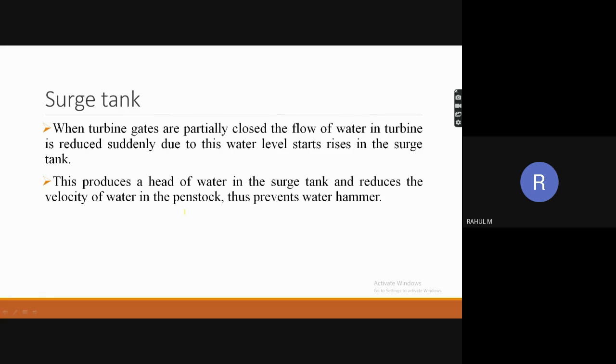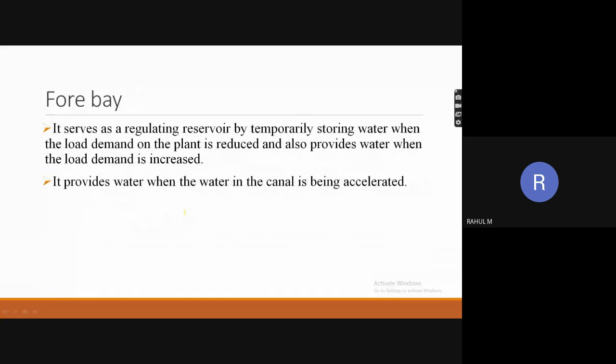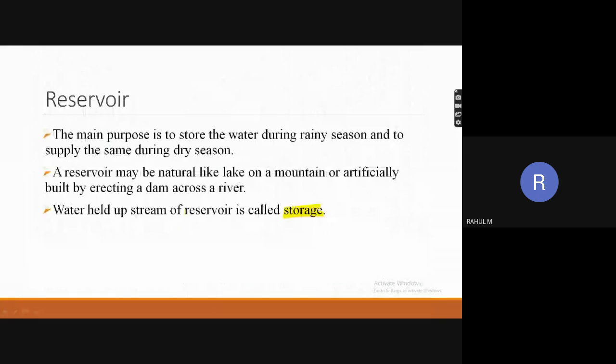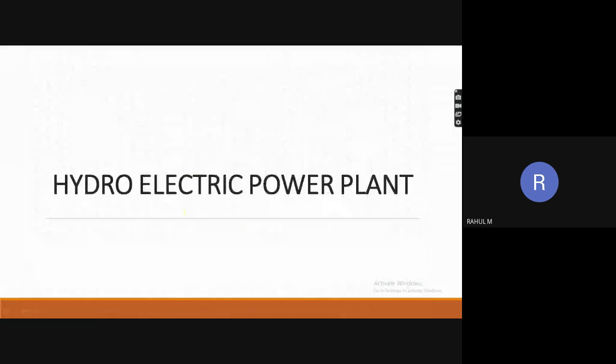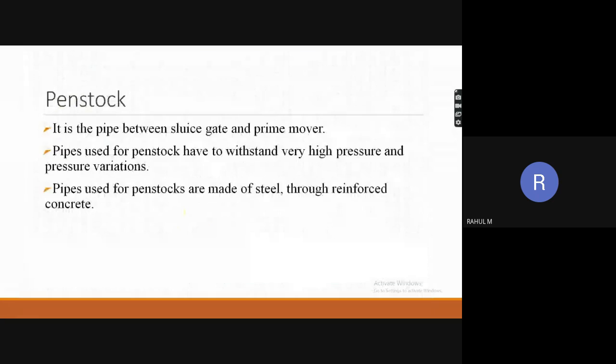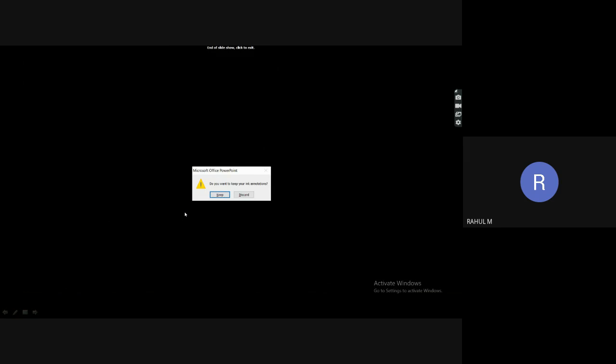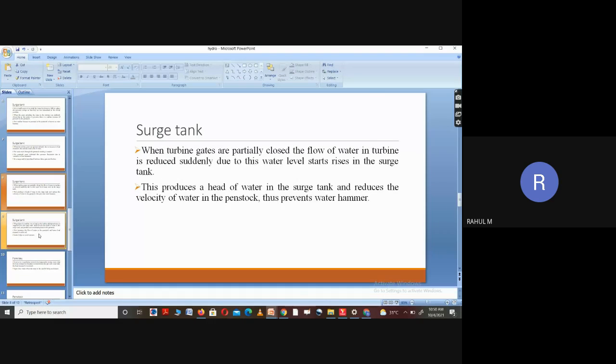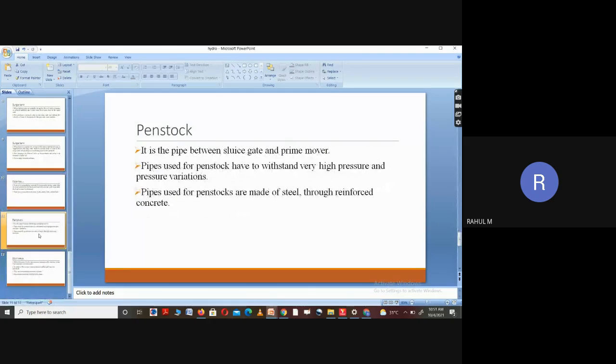So this is the basic function of a surge tank. And again you have the forebay. The forebay concept is somewhat similar to your surge tank itself. It is something like this, you can see the arrangement. It is something like a dip where water is actually stored. Surge tank followed by forebay, and finally you have the penstock.